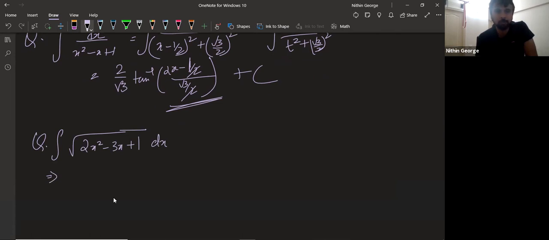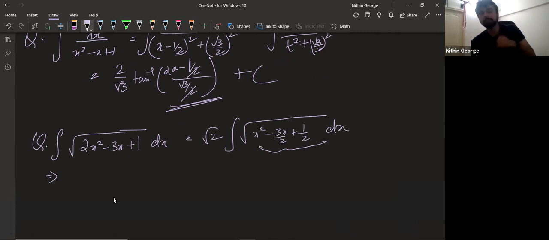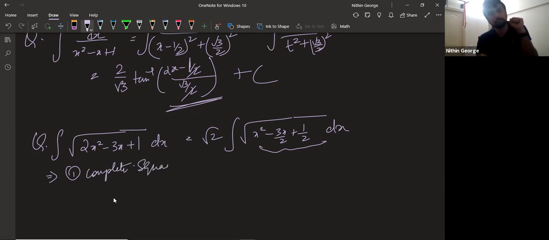What happens here? First you convert it into that form, you take root 2 outside. Understood? So then it becomes x square minus 3x by 2 plus 1 by 2, dx. Complete the square. Can you tell me the steps you should do? First is complete the square. And then what do you get here? Root 2 times x minus 3 by 4 the whole square.